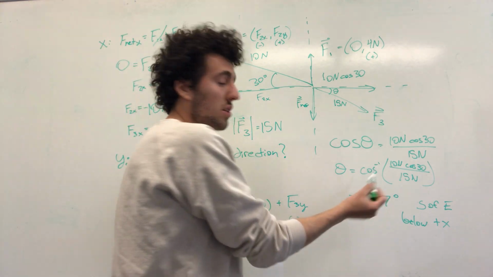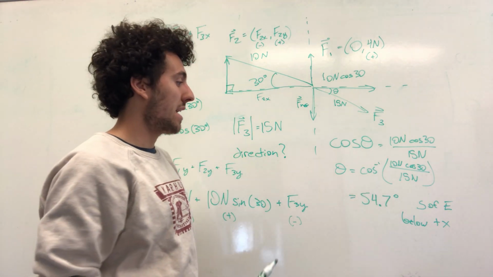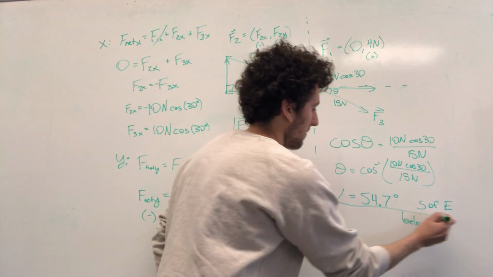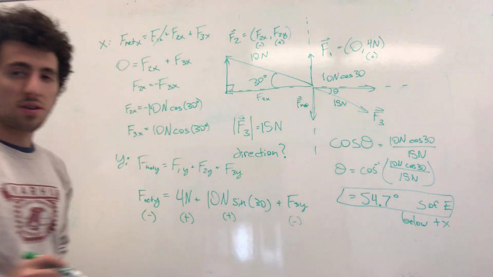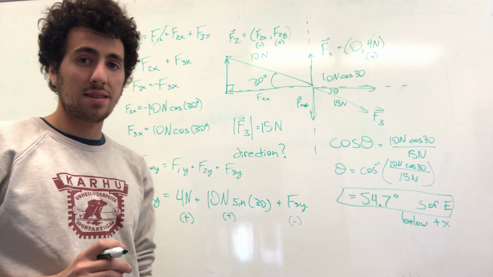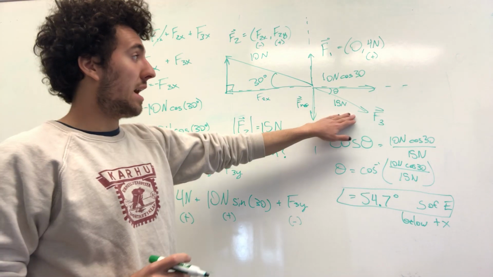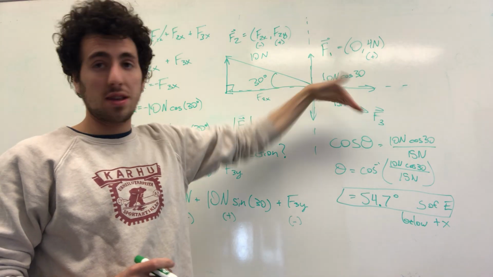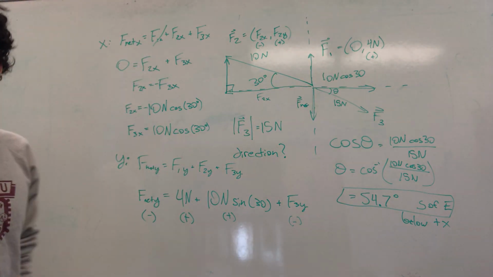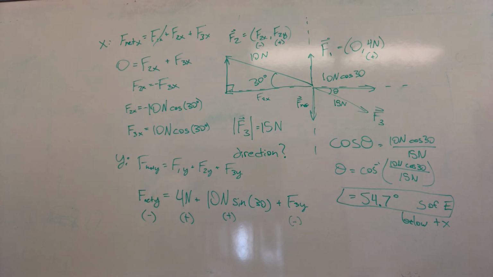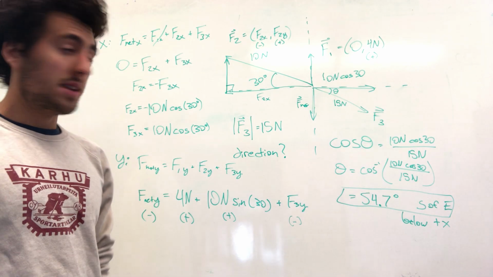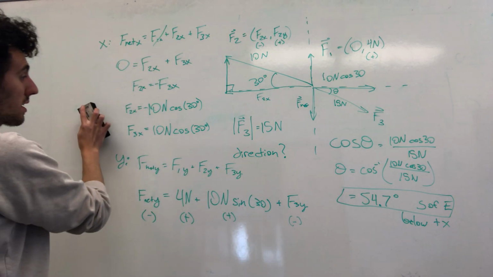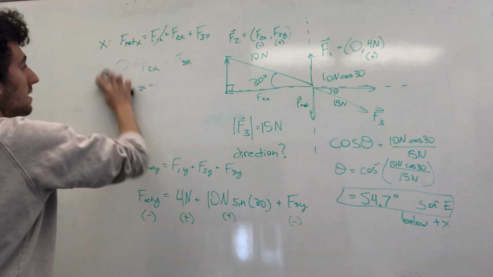But if you're going to just give an angle, you need to say what that angle is in relation to. So final answer will say 54.7 degrees south of east is this F3. And clearly this isn't to scale, but it does generally point in this quadrant. Okay, so now it asks to find the magnitude of the net force. So I'm going to get rid of the work I did for the x component up here.